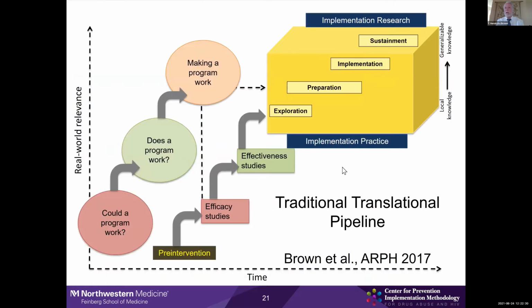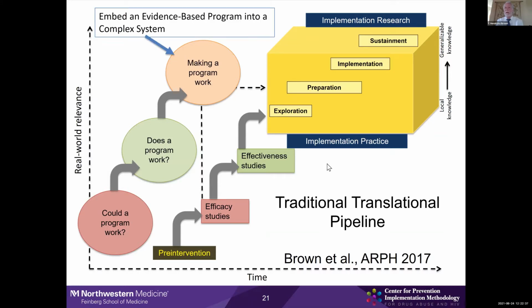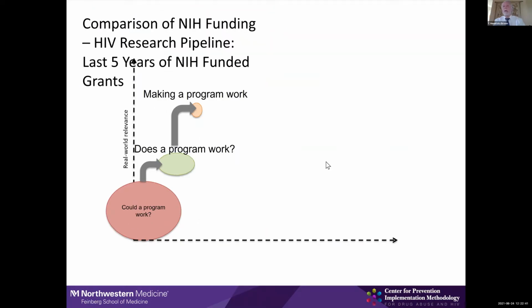So here's our translational pipeline again. That's our standard model in here. But when we take a look at this, in terms of what NIH is actually funding, it looks a lot more like this. So could a program work? There's a lot of work with that, and does a program work and effectiveness, but in the making a program work, the implementation, it's much smaller.